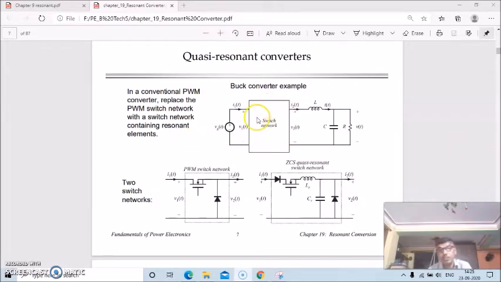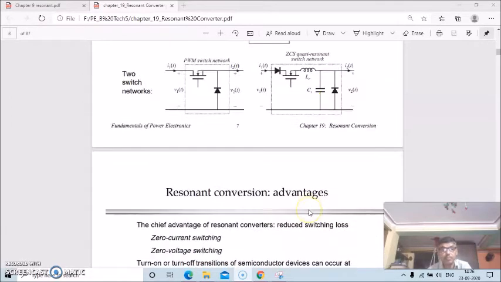So this is the switch network, and this is the LC resonant element. So this is the basic converter, right? Two switch networks. This is the PWM switch network, with input port and output port, and this is the zero current switching quasi-resonant switch network. So this is the figure. Input port, output port, and this is the ZCS quasi-resonant switch network.